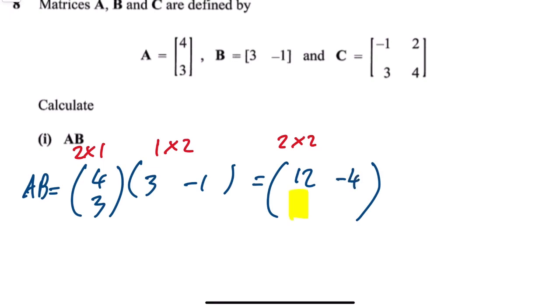This position here is second row, first column. So you multiply your second row by your first column. So 3 times 3, which is 9. And the last one is second row, second column. So 3 times minus 1, which is minus 3.